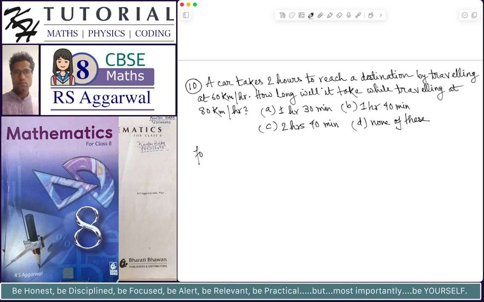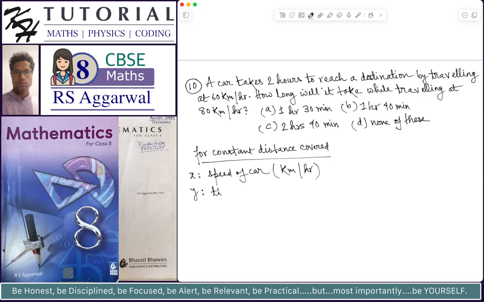So for constant distance covered by any vehicle, in this problem it is a car, if we consider the two quantities, x as the speed of the car, in kilometer per hour, and y to be the time taken to cover that constant distance.